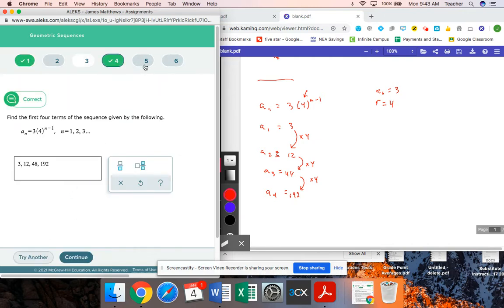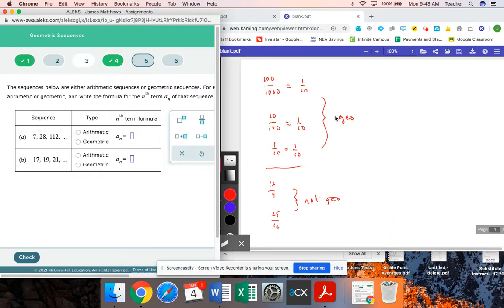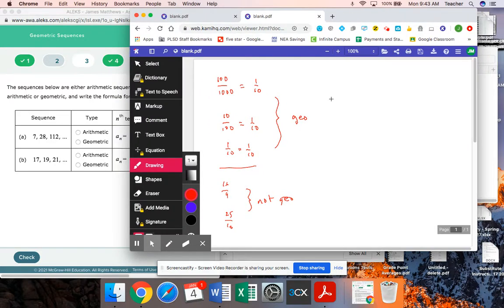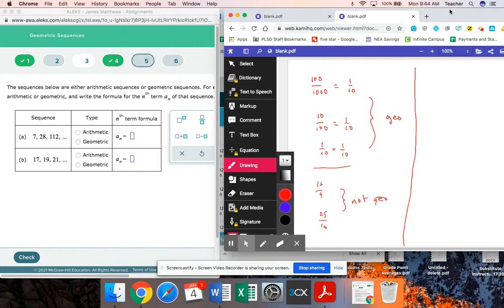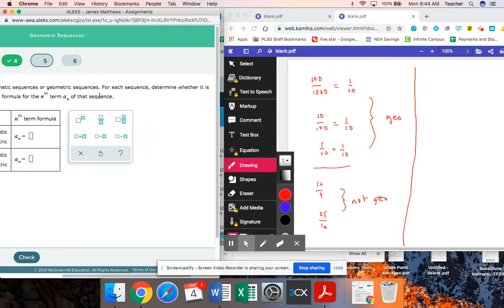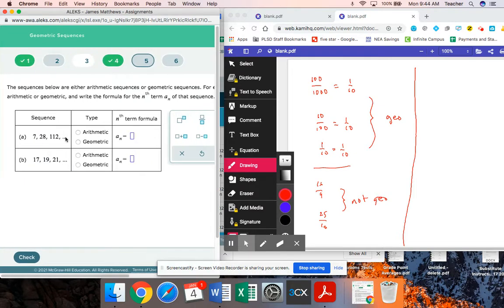All right. Take a look at number 5. I'm going to use this page, but I'm going to go ahead and draw it down here. Give me some workspace. All right, it says the sequences are either arithmetic or geometric. Determine which one it is and then write a formula for it. I'm going to focus on the geometric one for now. 7 times 4 gives me 28. 28 times 4 does give me 112, so that's geometric.